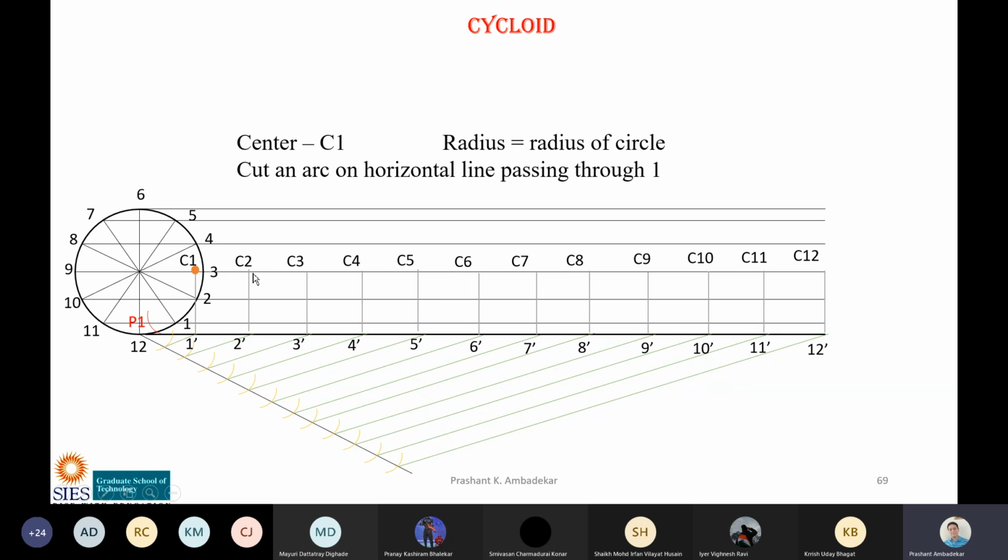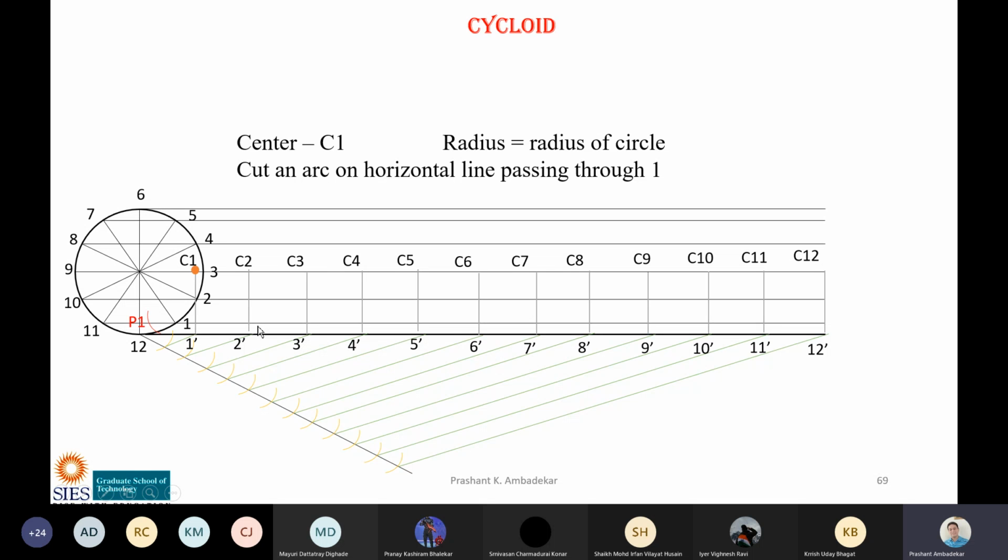Now I am going to keep my compass on C2. Okay, and where will I cut an arc? On the line passing through 2. And what will be the radius? Radius equal to radius of circle. Now another thing, understand that when you keep the compass here, you can draw an arc on this side as well as on this side. If you keep the leg of the compass here, it can draw a circle like this. So out of that circle, the arc intersects line 1 here as well as somewhere here.